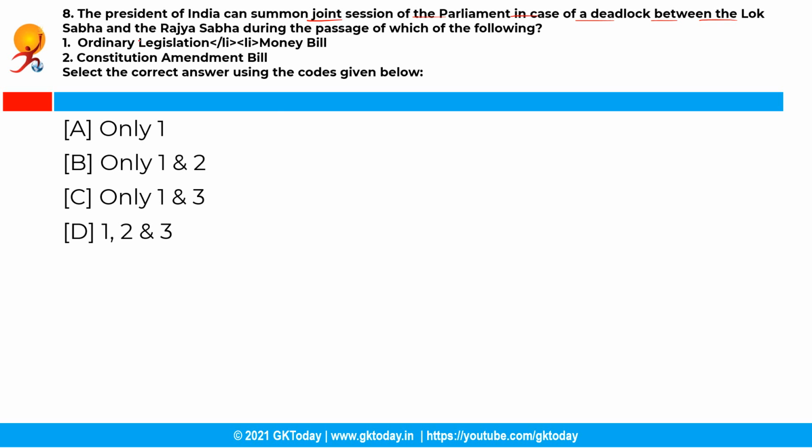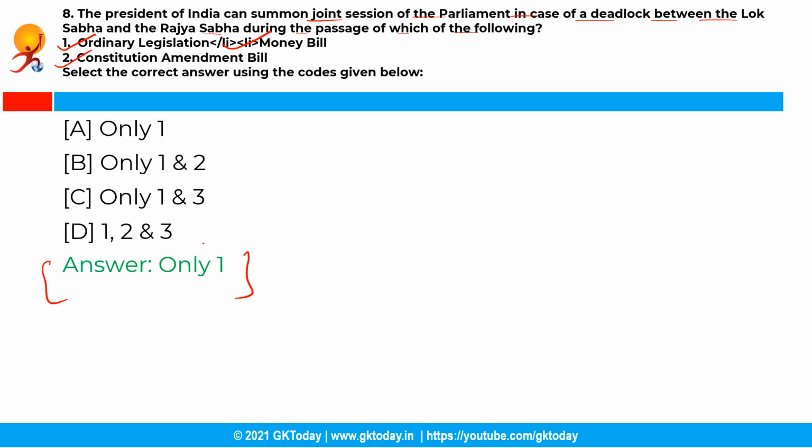The next question is, the President of India can summon a joint session of the Parliament in case of a deadlock between the Lok Sabha and the Rajya Sabha during the passage of which of the following? Ordinary legislation, money bill, constitutional amendment. So you have to select the correct answer using the codes given below, and the correct option is option A, that is only one. See, the joint sitting is called in the following situations.